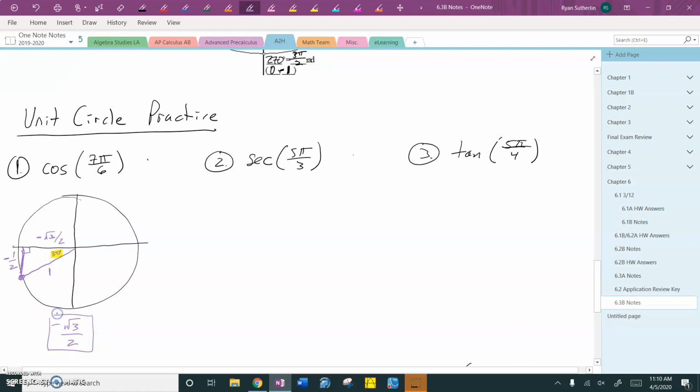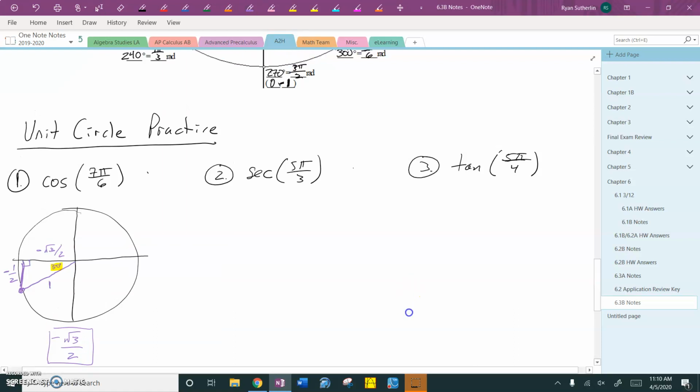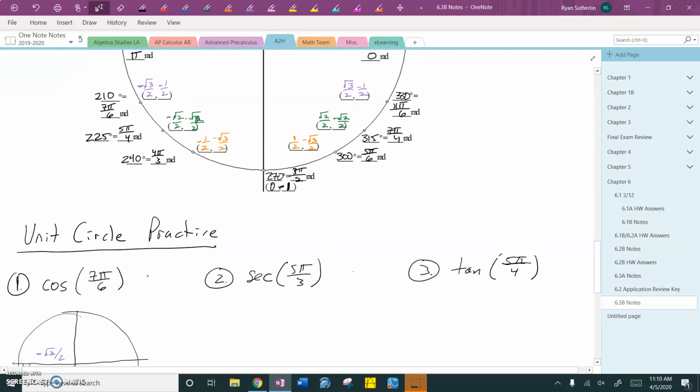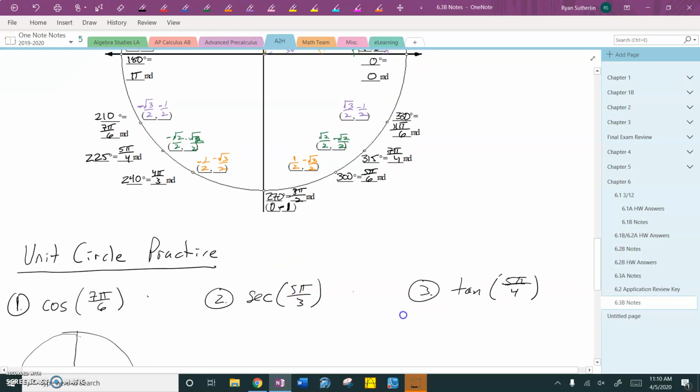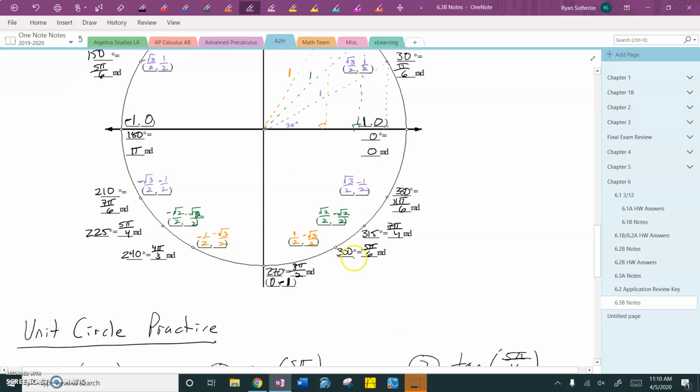So when I give you these problems, a lot of times I'll have these circles in there for you to put the work to figure these out if you don't have that memorized. Number 2, secant of 5 pi over 3. So 5 pi over 3, quickly to do it, pi is 180, pi divided by 3 is 60 degrees, 60 times 5 is 300 degrees. So I go to 300 degrees, and now secant is the reciprocal of cosine. Cosine is 1/2, so secant's the reciprocal of that, which would be 2 over 1.